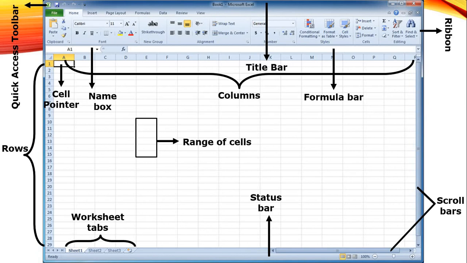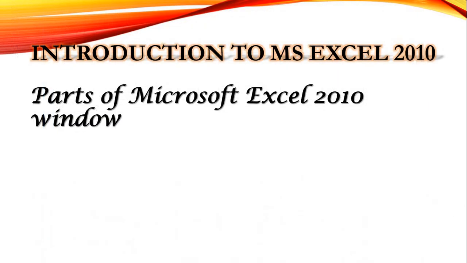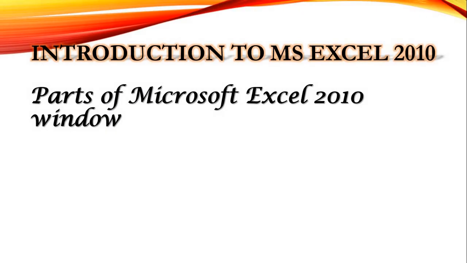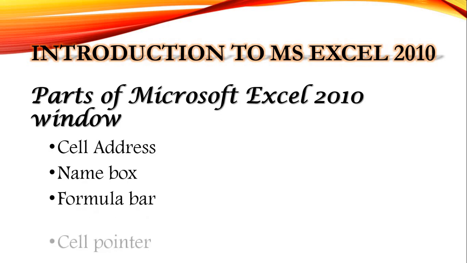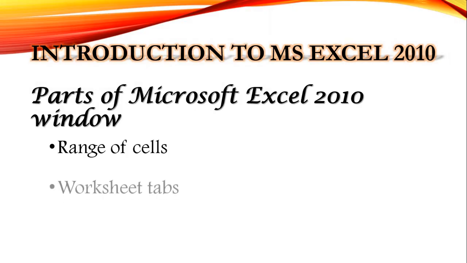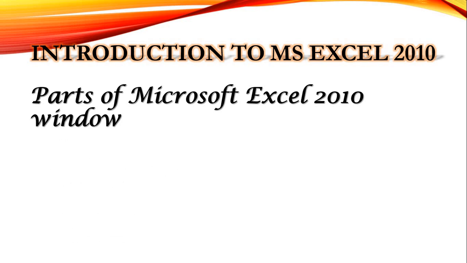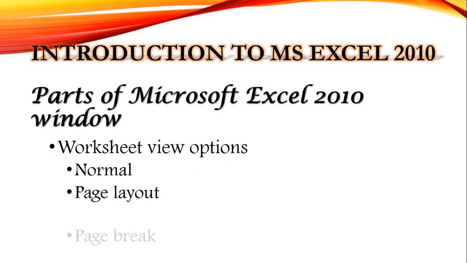These all are the parts of MS Excel window. I repeat all the parts of MS Excel window again. Quick access toolbar, title bar, workbook, worksheet, ribbon, row, column, cell, cell address, name box, formula bar, cell pointer, range of cells, worksheet tabs, scroll bar, status bar, and finally worksheet view options and zoom slider.